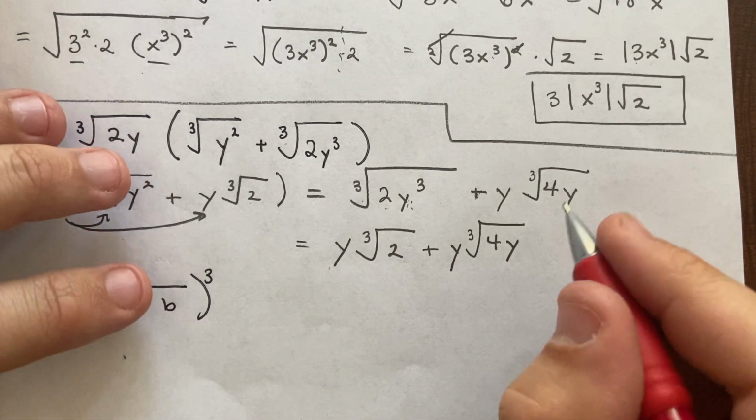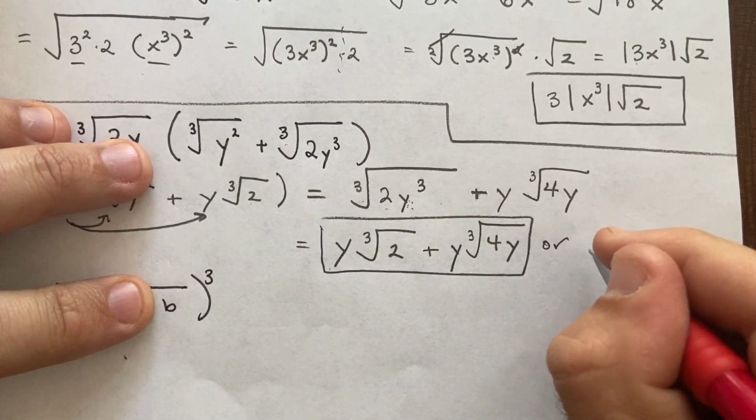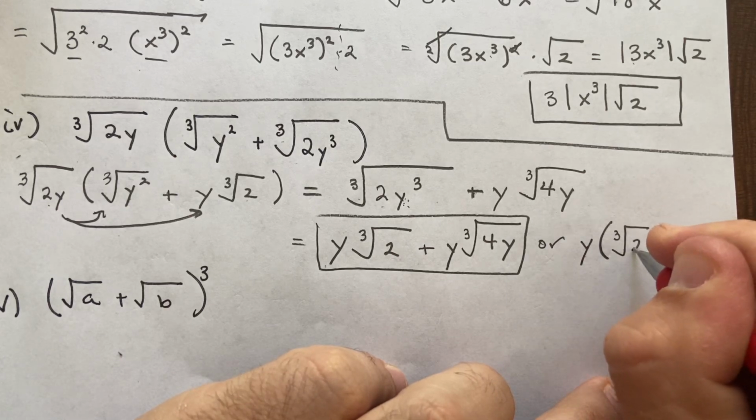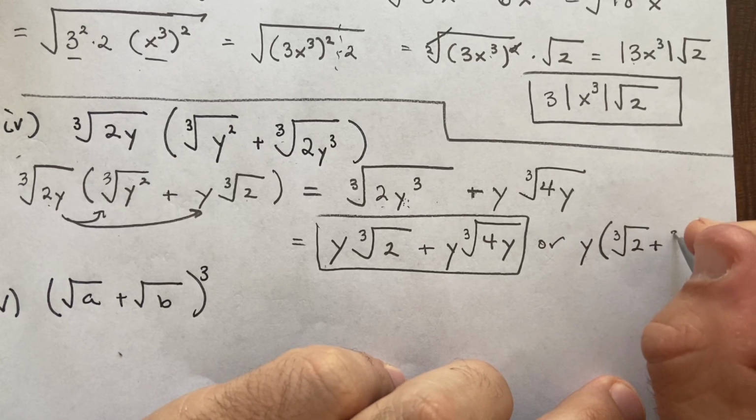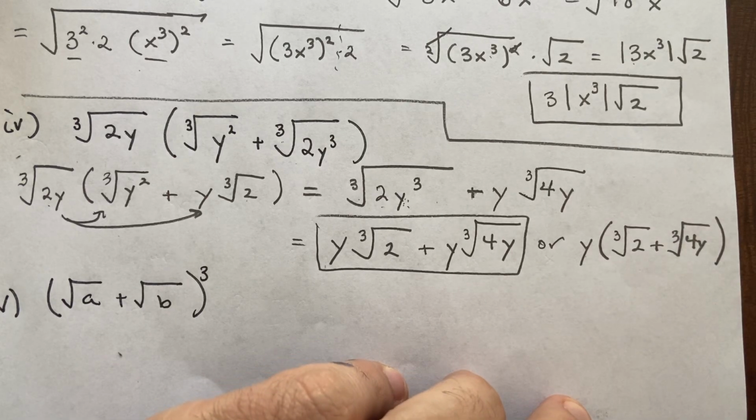So that could be it. You could also factor the y out and say y times cube root 2 plus cube root 4y if you wanted. I don't care which one you prefer.